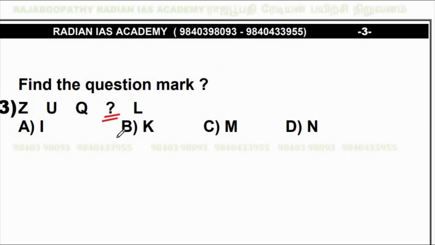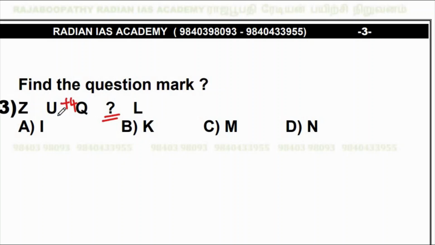Which alphabet will appear in the place of the question mark? Z, after that U, then Q, then question mark, then L. Here the alphabets are written in reverse order. It is very difficult for us to find alphabets in reverse order, so go from this side. For example, Q, R, S, T, U. So Q plus 4.